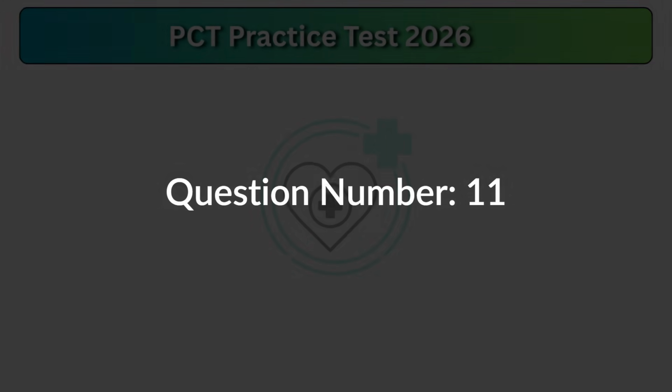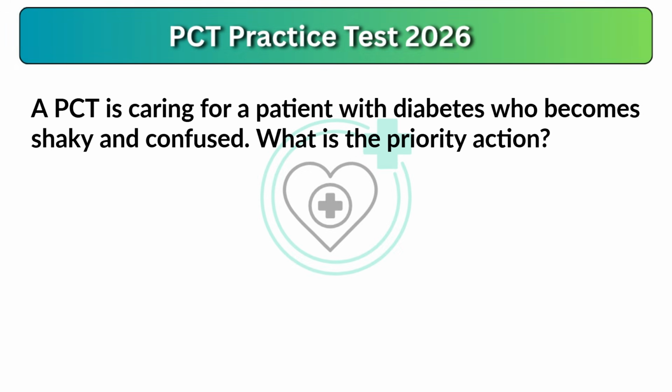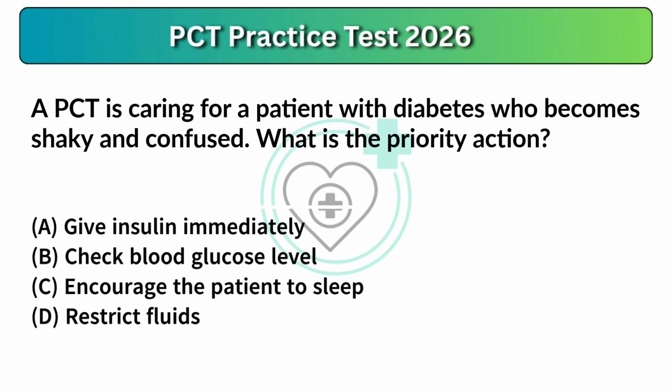Question number 11. A PCT is caring for a patient with diabetes who becomes shaky and confused. What is the priority action? A. Give insulin immediately. B. Check blood glucose level. C. Encourage the patient to sleep. D. Restrict fluids.